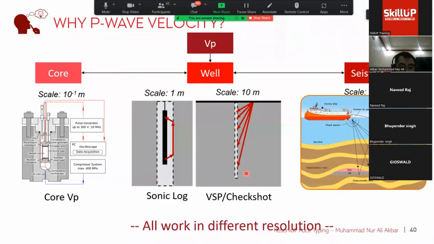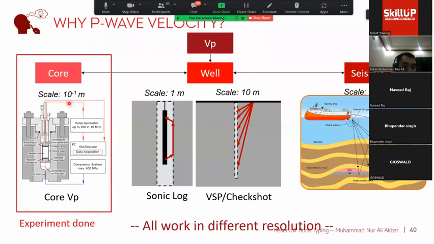The background is why we use the P-wave velocity in this study, because it is really important data. Usually we use the wave velocity coming from a bigger scale, for example, seismic. We have it from well-based data as well, from the sonic log, VSP check shots, and down to the core data. But in this study, we did the experiment on core data, and from here we have a different frequency that we have to consider when we do further evaluation with this method.